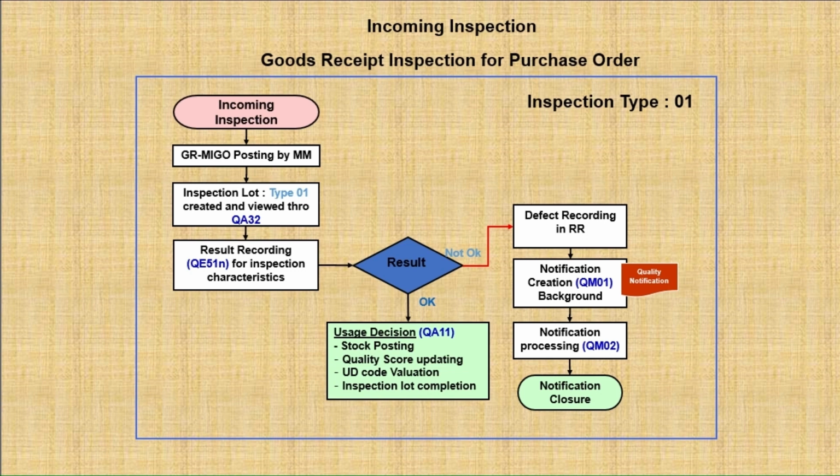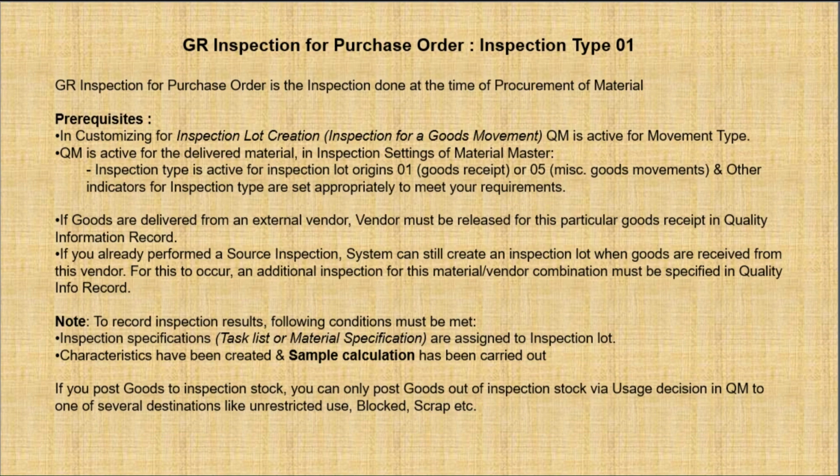If you find any defects, then you do the defect recording and raise a notification for it. You will inform the vendor that they are not giving good quality, and whatever CAPA or any other action you want will be taken. The stock will be moved to restricted, scrap, or blocked, or whichever location.